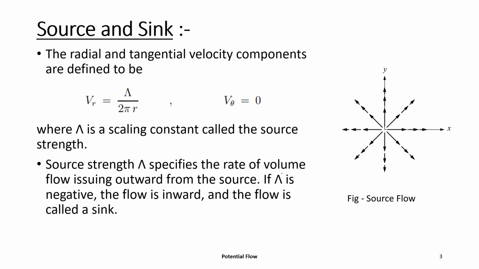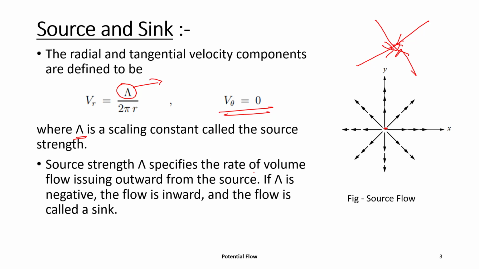Now we will see what is source or sink. So in a source, all the velocities are outward from the source, and in a sink, all the velocity will be moved toward the sink. So the radial and tangential components are to be defined. In this, the only component will be radial, so the tangential component will be 0. And the radial component is defined by gamma upon 2 pi r, where gamma is the scaling constant called the source strength. This is called the strength of the source.